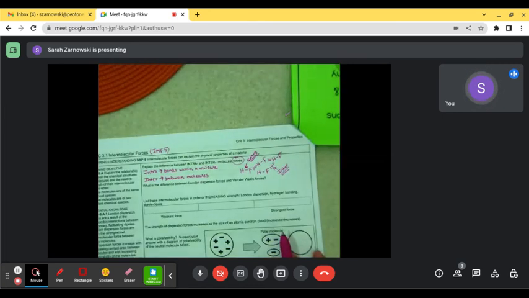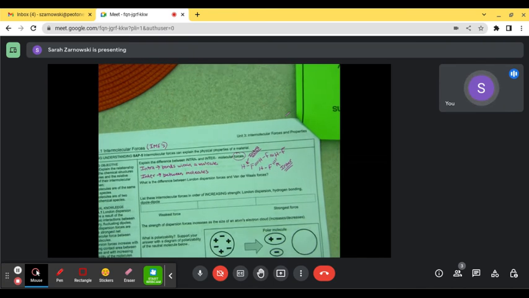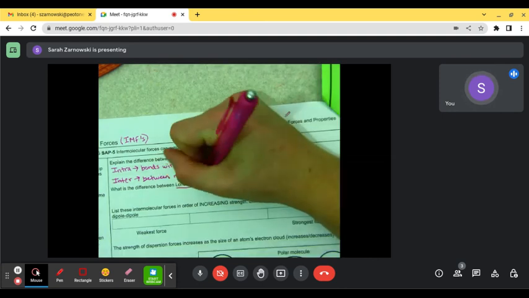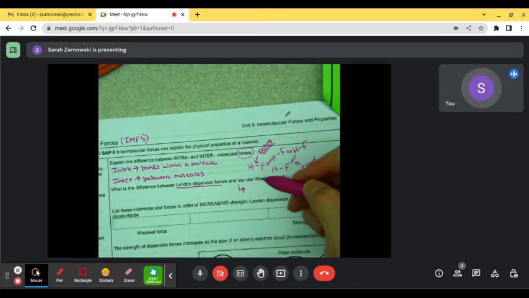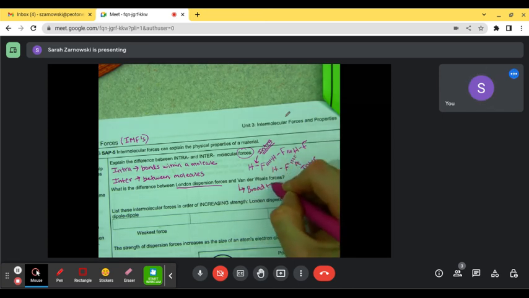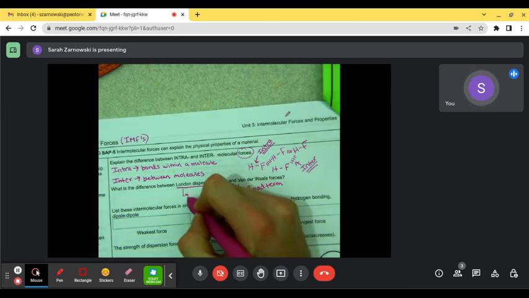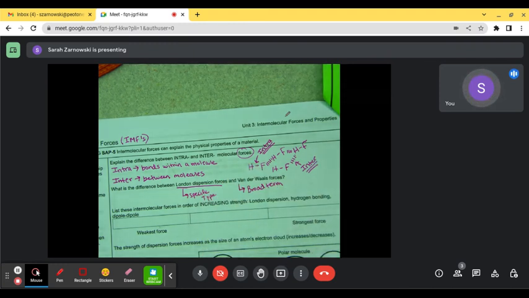Now, the next one says, what is the difference between London dispersion and van der Waals forces? If you took AP Bio, you probably have heard these terms before, which is good. It's been a while, I think you do that in Unit 1 in the beginning. London dispersion forces is the one that we mostly use in this class. Van der Waals is just kind of a broad term, and London dispersion is a specific type of force. You might hear both of them, it's not that big of a deal, but the one we like to use is London dispersion.